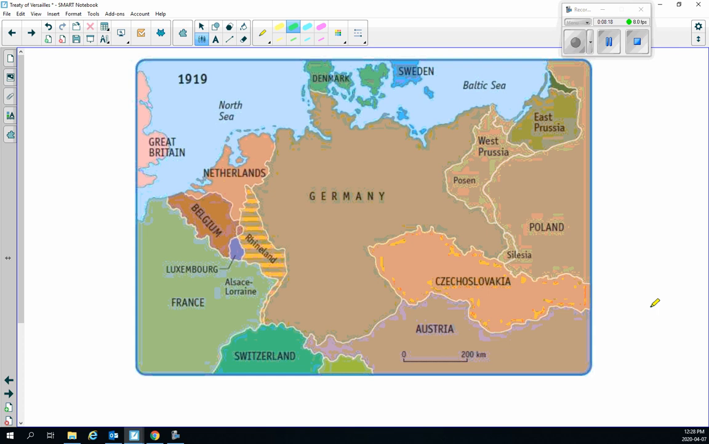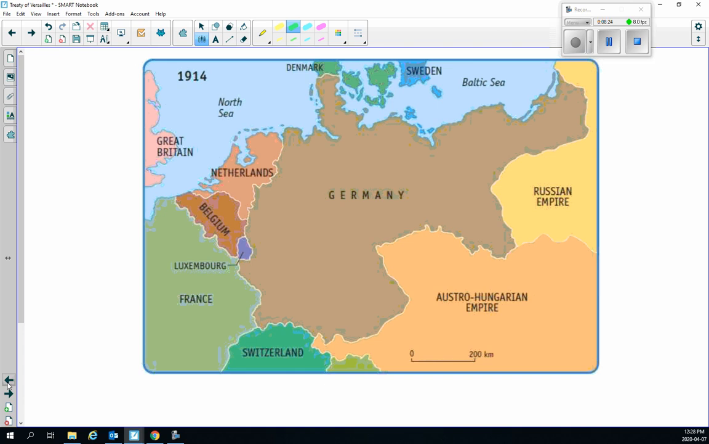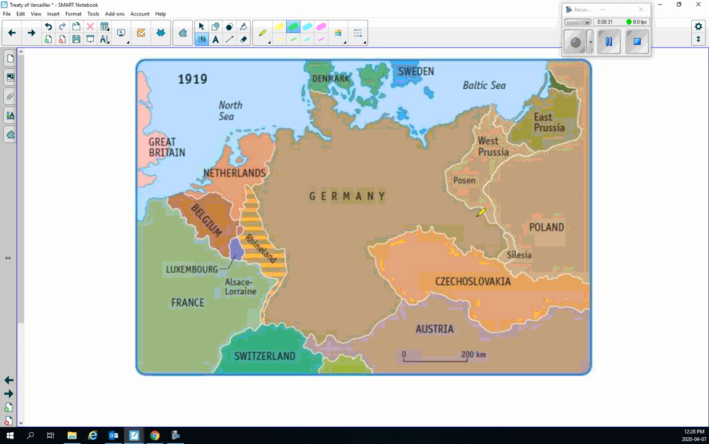There's Europe after World War One, after the Treaty of Versailles. So as you can see, Germany has lost territory. They've lost territory to help make the new countries of Poland and Czechoslovakia. So these are new countries coming out of the Treaty of Versailles. These territories weren't made from complete German territory, but they took some territory from Germany to make Czechoslovakia and to make Poland.